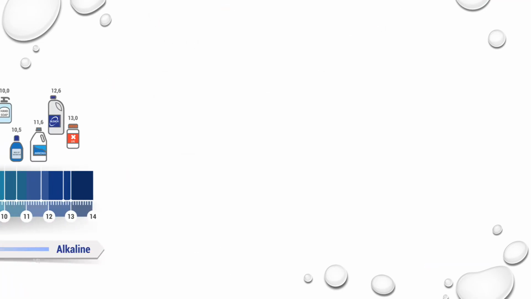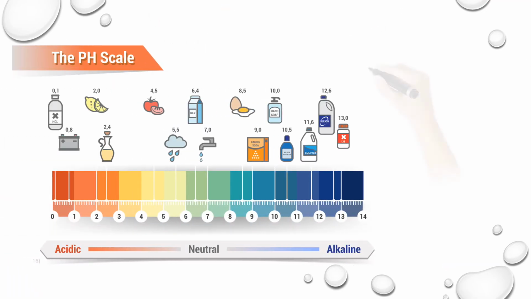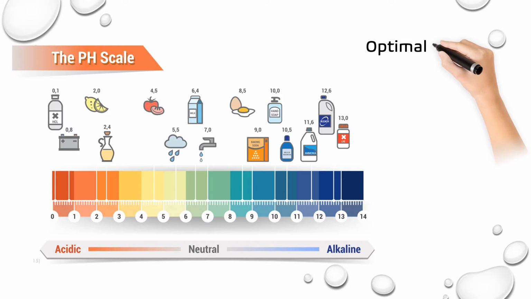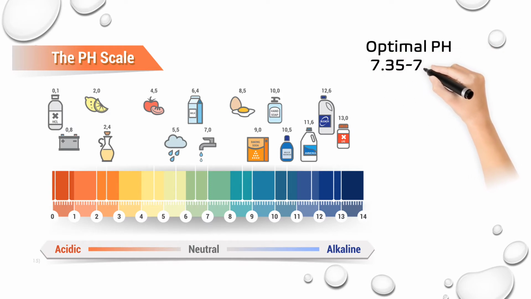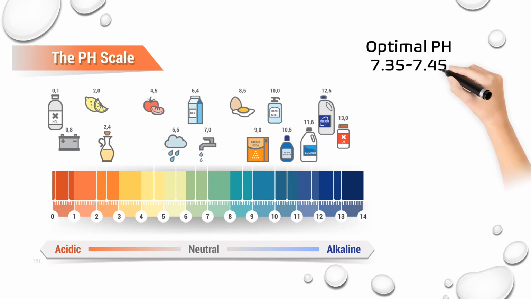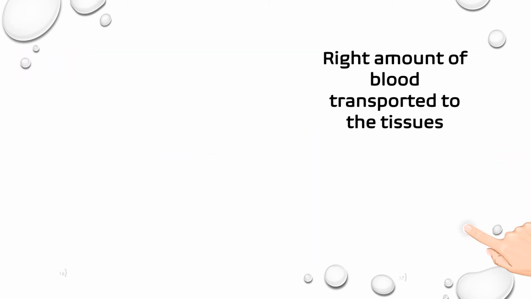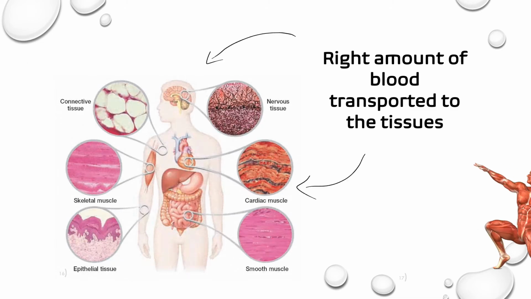A vital component of the blood's pH is its degree of alkalinity or acidity within the human body. This is where the pH scale determines whether a certain substance is ruled as strongly alkaline or strongly acidic. A pH of 7 is neutral, for example water. However, the optimal blood pH is between 7.35 to 7.45, ruling it as slightly basic. It's recommended that the blood remains in its suggested pH to ensure that metabolic processes function properly, along with the right amount of blood transported to the tissues.